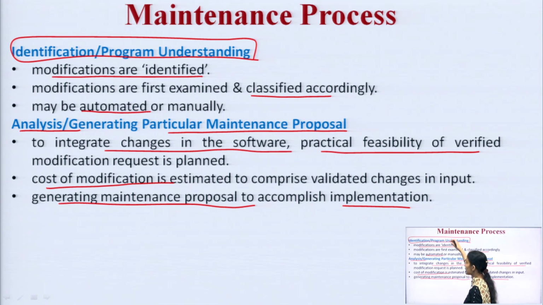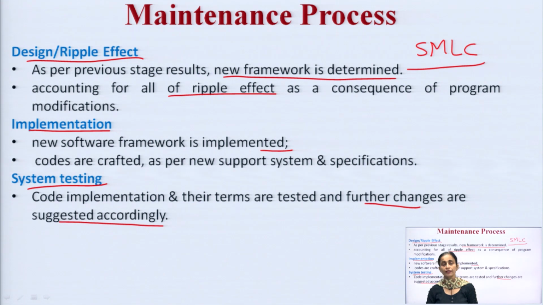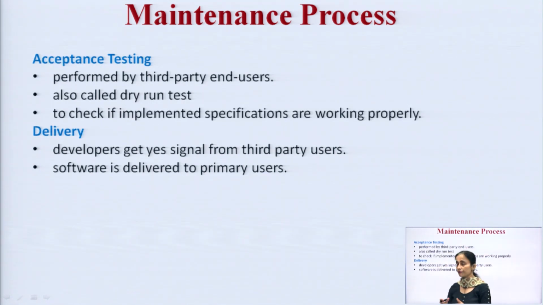It starts with identification, we do the analysis, meaning while doing analysis we are generating the new maintenance proposal, and we are re-estimating the cost of these modifications, and then we are designing the software, we are implementing it, we are doing the system testing, and then we are doing the acceptance testing, and then again we are doing the delivery part. So, these all come under SMLC.